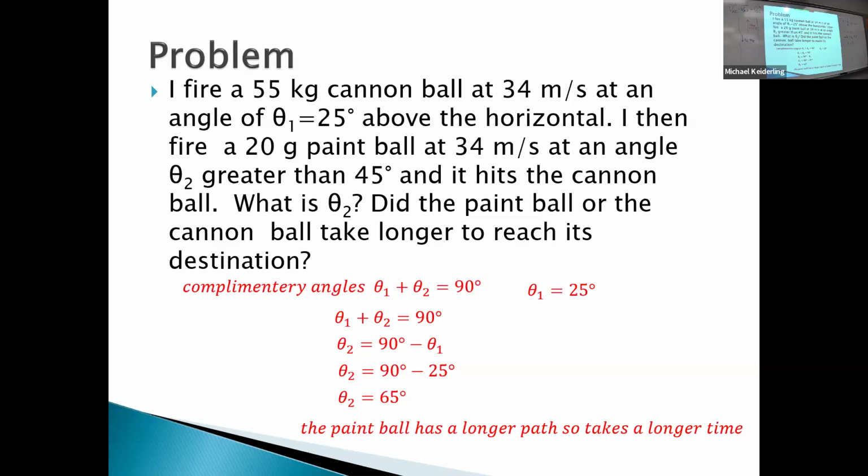And the paintball is on the higher path. It's traveling a longer path. It's going to take more time. Not only is it traveling a larger distance, it actually will also be traveling on average slower than the cannonball at the lower angle. So the paintball will take more time to travel that distance. But the masses are irrelevant.